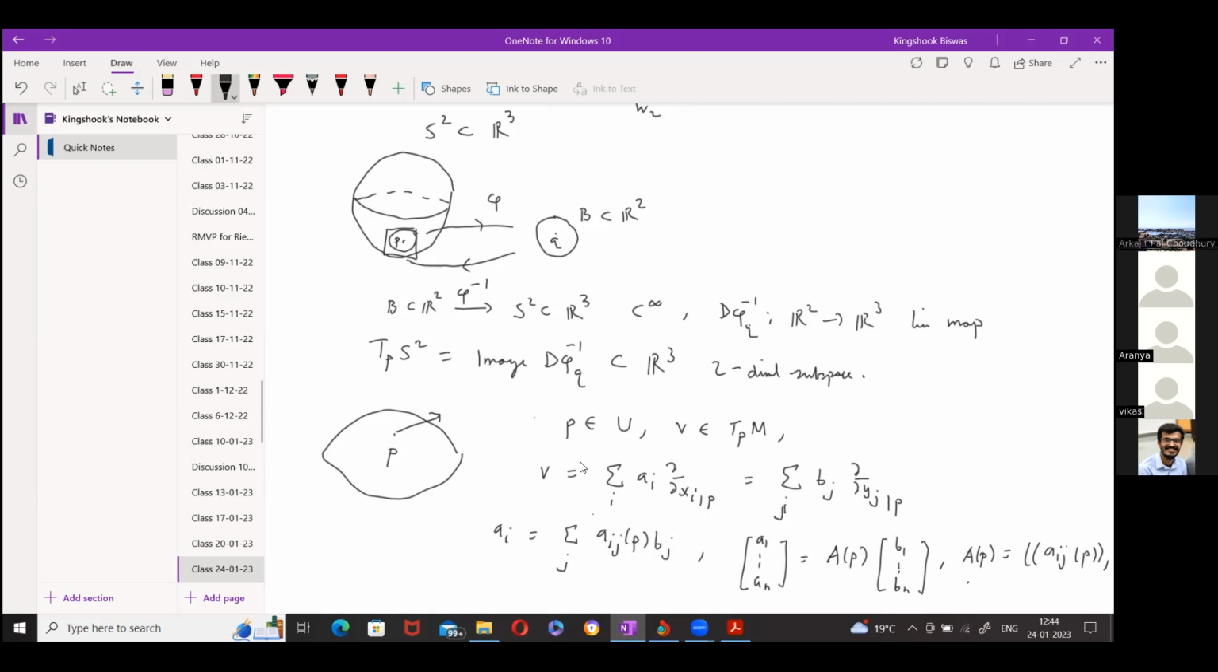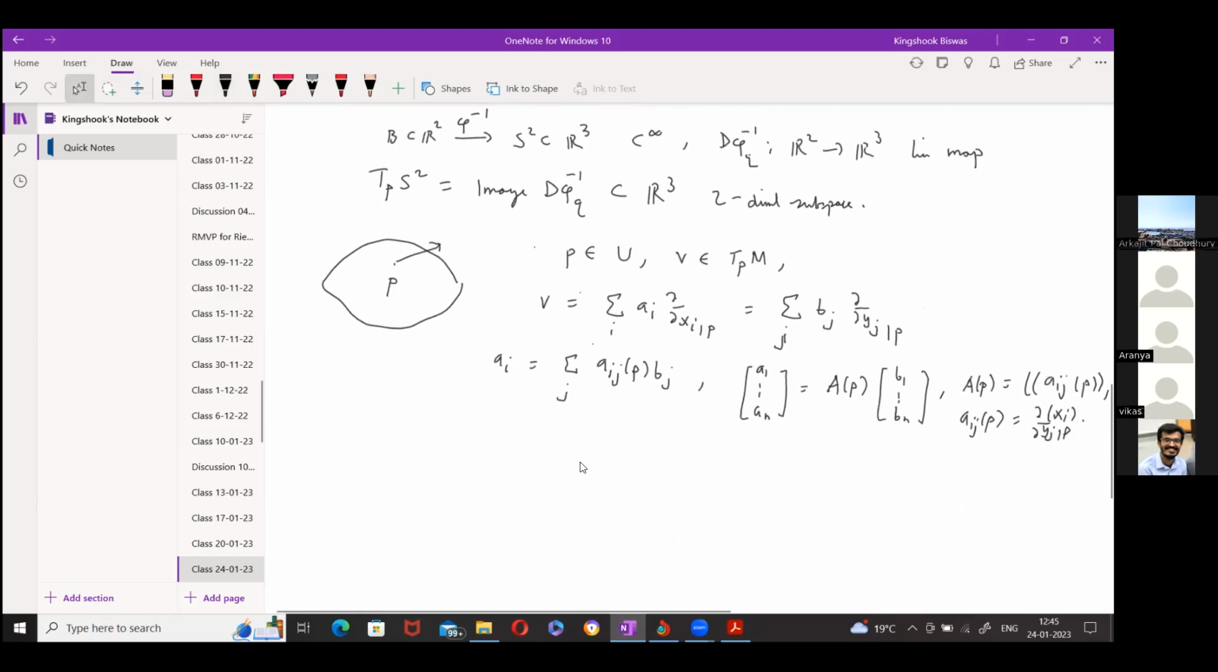Right, where a_ij of p is ∂/∂y_j at p of x_i. Is this clear? Yes?